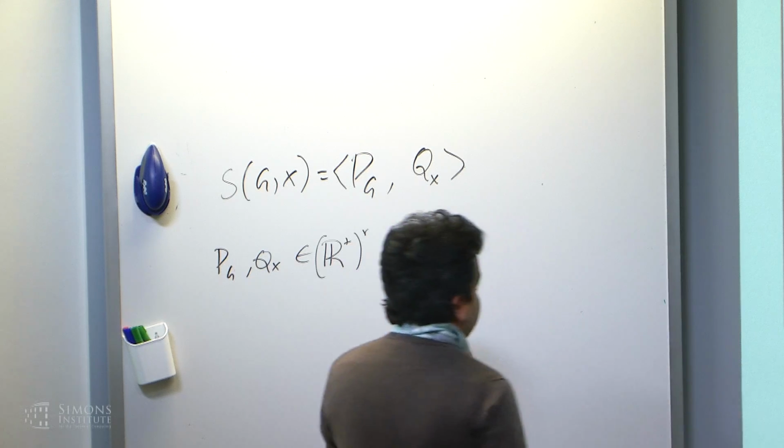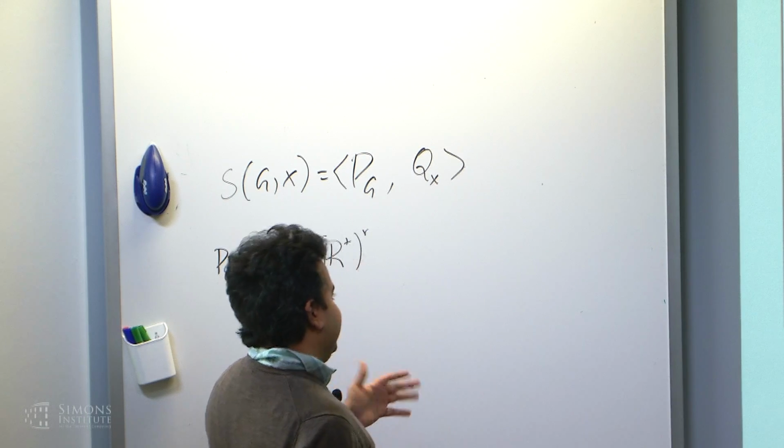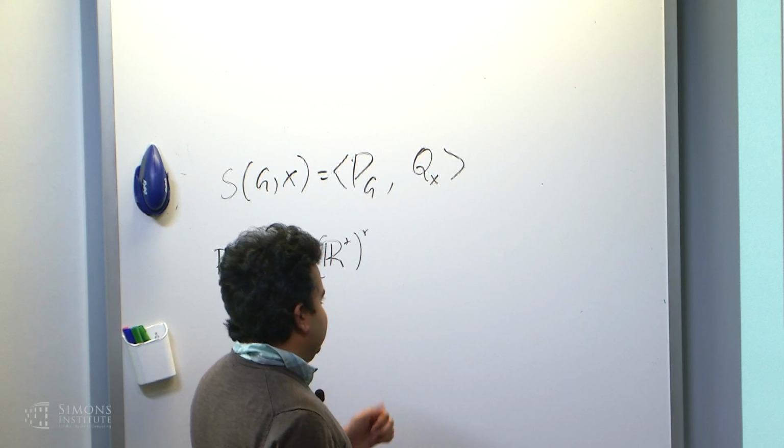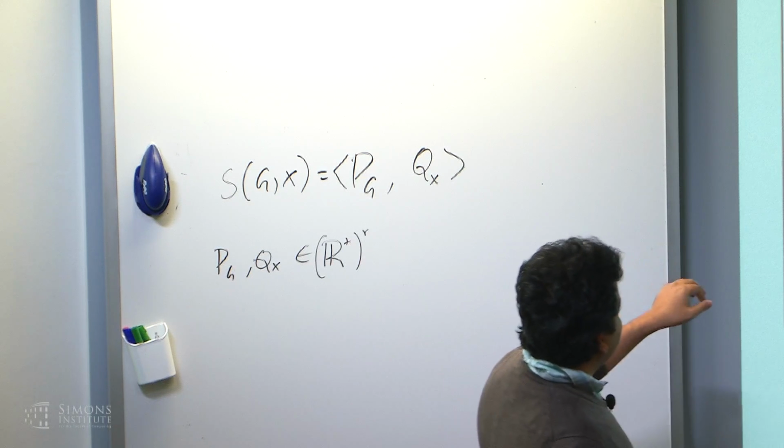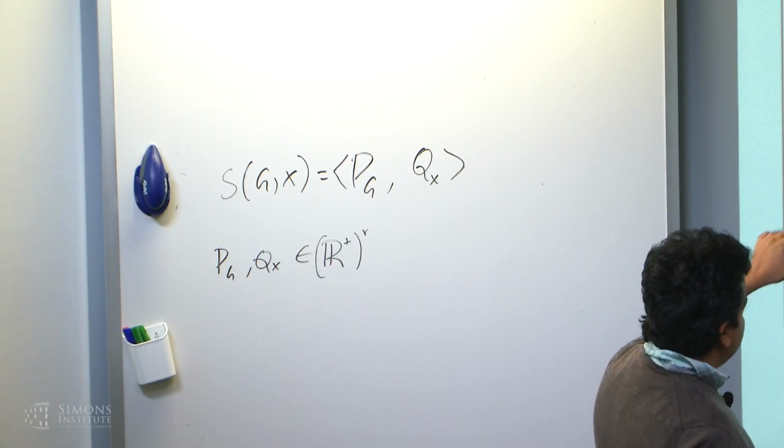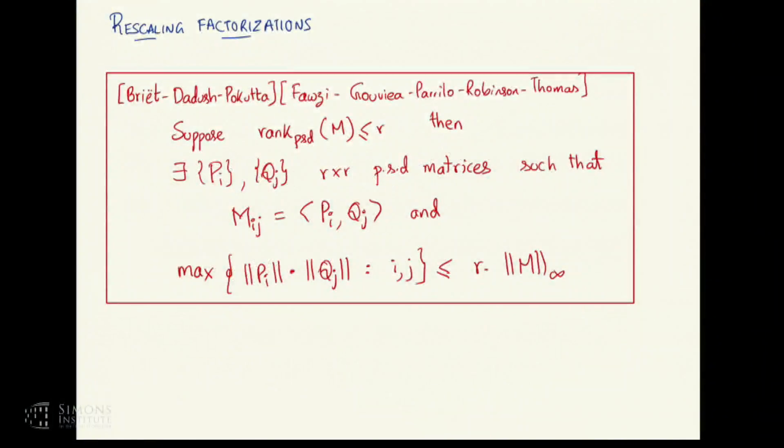In the LP case, the rescaling is really easy. It was done earlier. But in the SDP case, the work by Briet, Dadush, Pokutta, and the one I state here is by Fawzi, Gouveia, Parrilo, Robinson, and Thomas, gives you the right rescaling. So what does this theorem say? Suppose you have a matrix M which has a PSD factorization of rank R. And let's say the matrix M has small entries, bounded by 1. What can we say about the entries of these matrices P's and Q's?